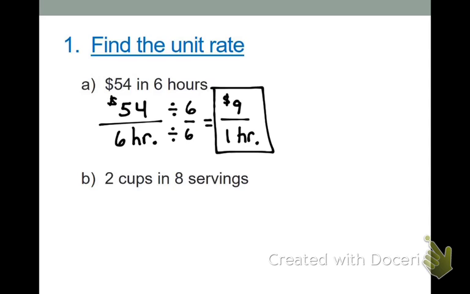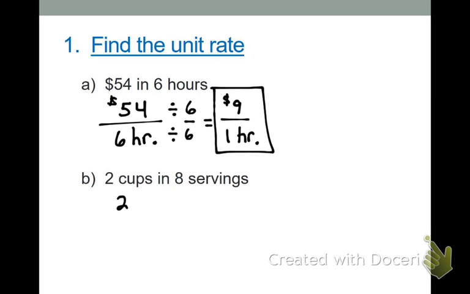2 cups and 8 servings. Let's say that I'm trying to make some pudding, okay? I'm putting it into 8 different serving cups. I've got 2 cups of sugar total to make my pudding, but I want to know how much sugar is going into 1 serving. So help me out. How do I put this into a fraction, Addison?